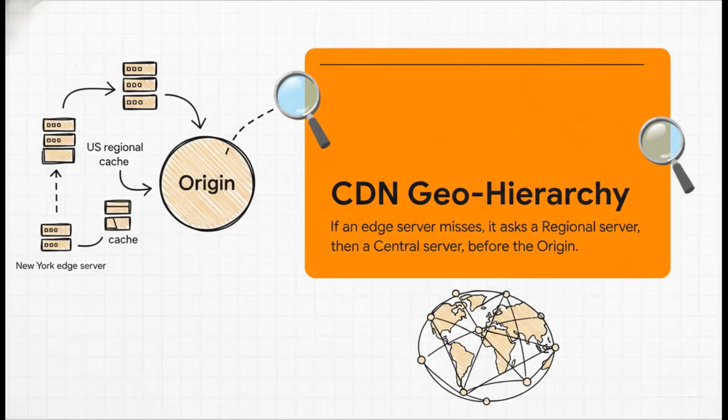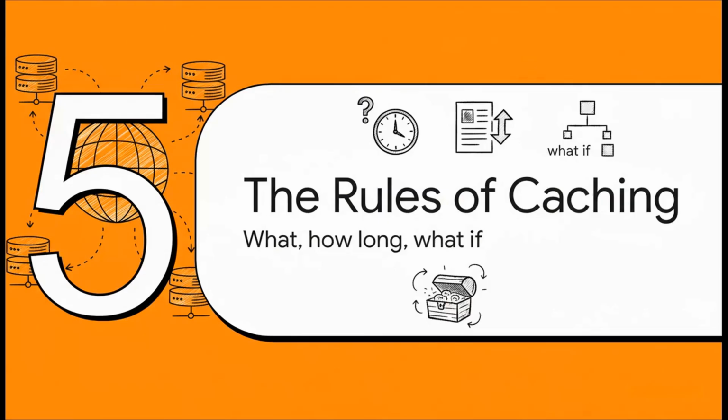It's all completely seamless. But wait, what happens if that New York Edge server doesn't have the file Bob wants? Well, think of it like a library system. Your tiny local branch, that's the Edge server, doesn't have the book you want. Do they send you straight to the publisher in London? No, of course not. They first check with the big city library. That's the regional server. And if it's not there, they might check the national library, the central server. It's only after checking all these bigger, closer caches that they finally go all the way back to the publisher, which is our origin server. It's a really smart hierarchy that makes the whole system way more efficient.